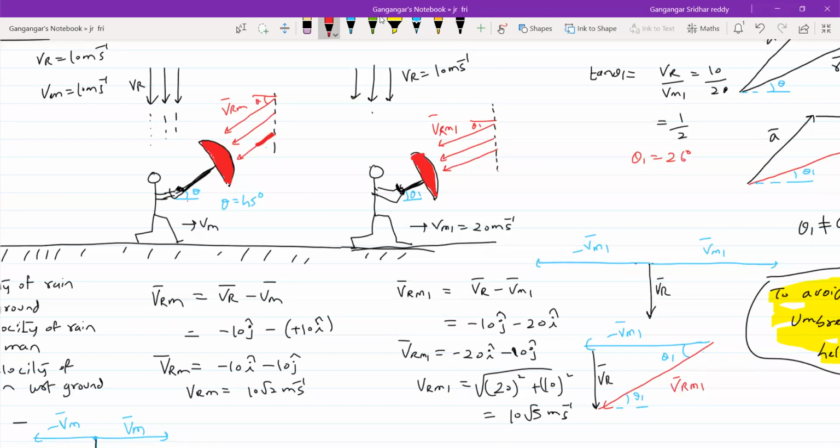Now what happened? He should tilt away from earlier. What was the angle of tilt? 45 degrees with vertical. Now theta is 90 minus 26, 64 degrees. So earlier, what was the angle with respect to vertical? 45. Now it should be 64. He should tilt away from him, or he should tilt less towards the ground. So the mathematics is what we are predicting.